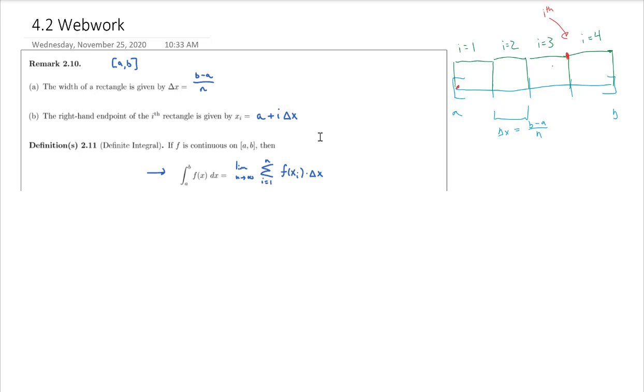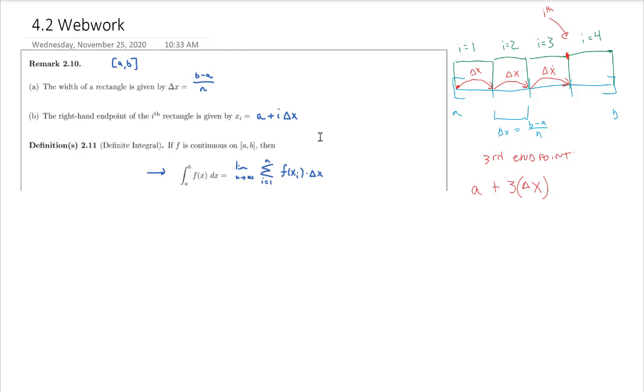Well, we're going to start at a, right? And then we're going to jump over one rectangle. Delta x is our unit there. Its width is delta x. Then we're jumping over a second rectangle. Its width is delta x. And then we're jumping over a third rectangle. Its width is delta x. So to get to the third endpoint, we would have done a plus 3 delta x, where delta x is a number, and we're making 3 of those jumps.